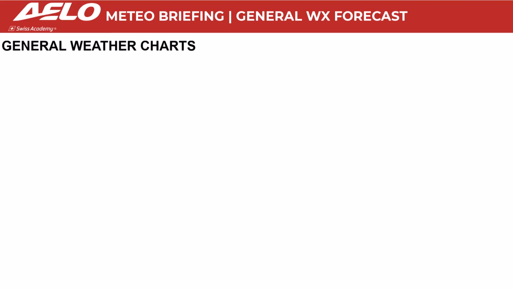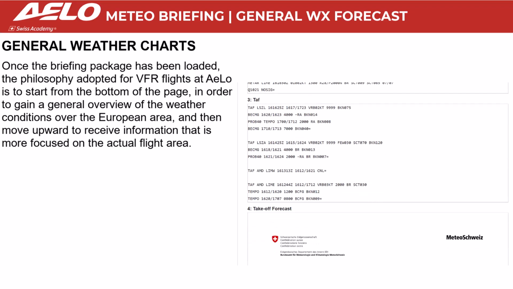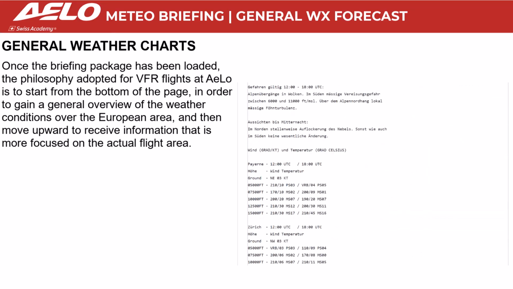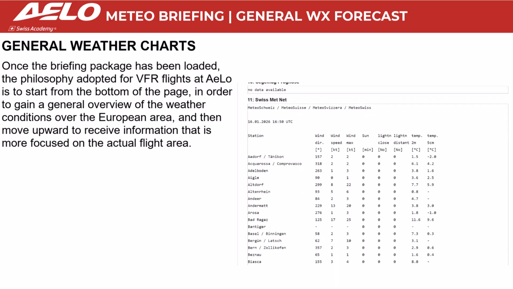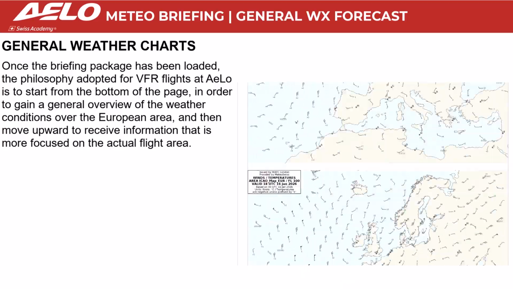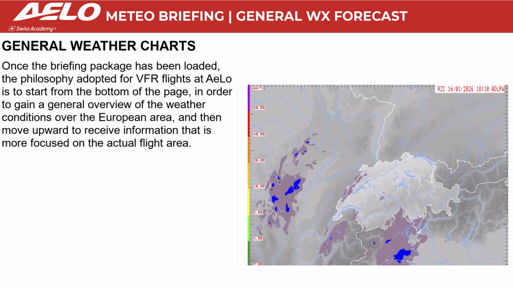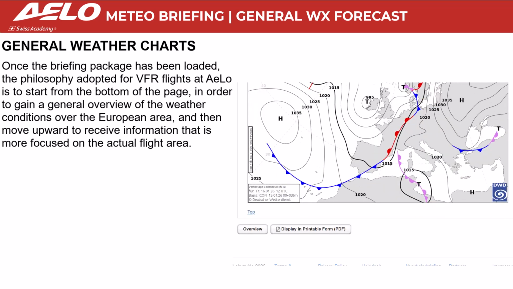General weather charts. Once the briefing package has been loaded, the philosophy adopted for visual flight rules flights at ALO is to start from the bottom of the page in order to gain a general overview of the weather conditions over the European area, and then move upward to receive information that is more focused on the actual flight area.